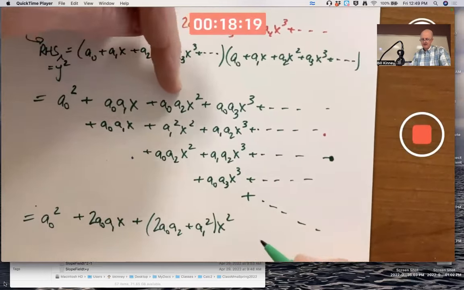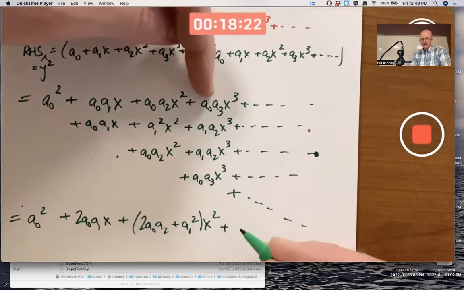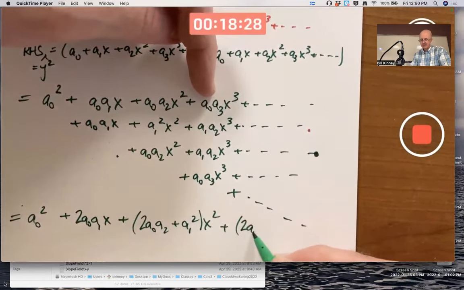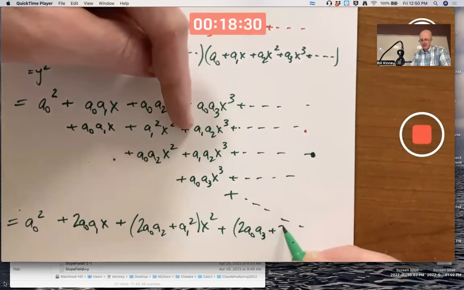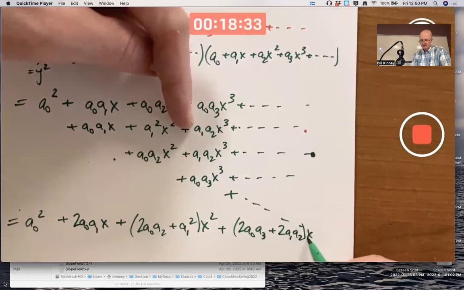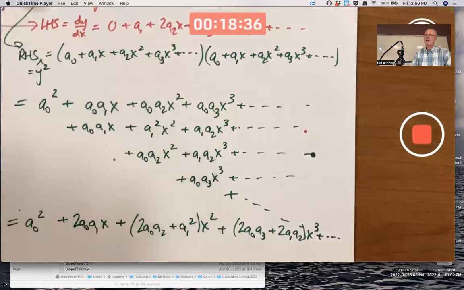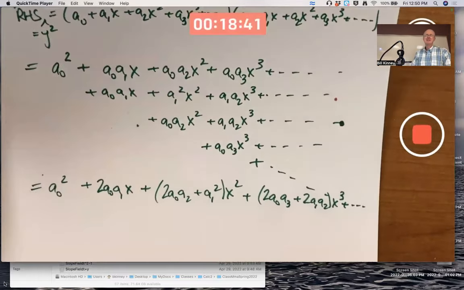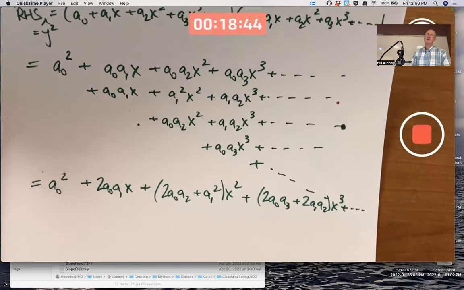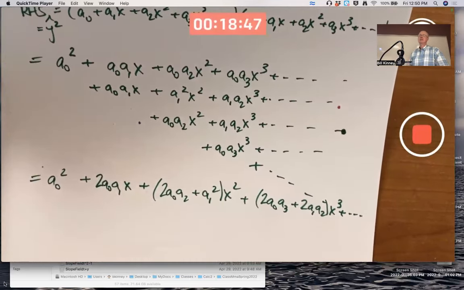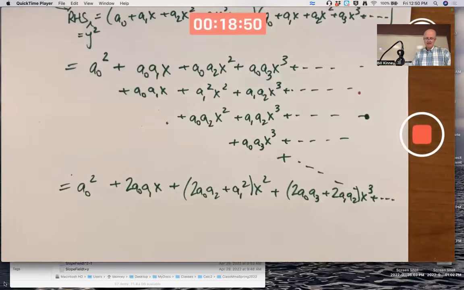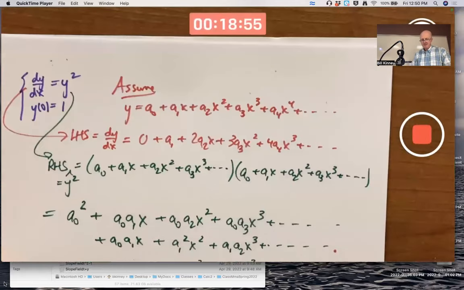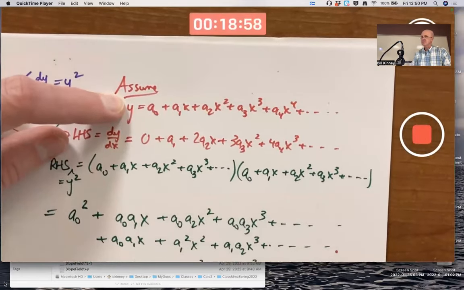The next one's going to be the x cubed term. You've got two of each kind there. You've got (2a0a3 + 2a1a2) times x cubed, etc. We won't worry about the higher order terms. Should you worry about the higher order terms? Yes, you really should. But we're only trying to do an introduction here, so this is good enough for us. There we go. This is supposed to equal that for all x near 0.